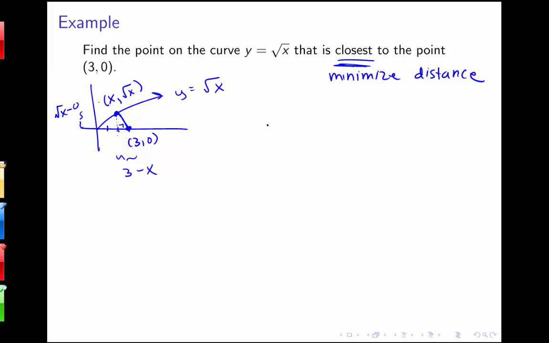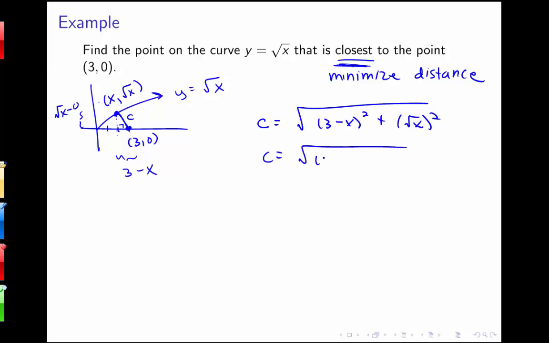Okay, so my distance, we'll just call our distance c. c is therefore going to be the square root of (3 minus x) squared plus (the square root of x) squared. So we have c is the square root of (3 minus x) squared plus x. Okay, and we're interested in minimizing this distance. So over what domain do we need to be minimizing our distance? Well, we need to consider the domain of our function y equals root x.